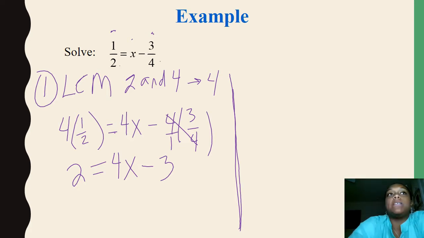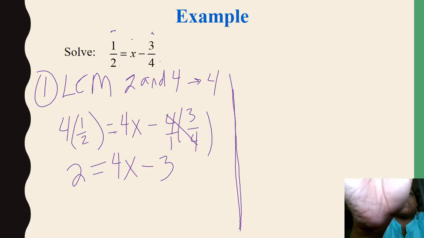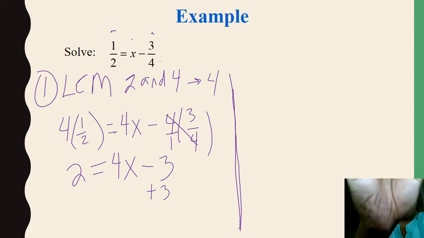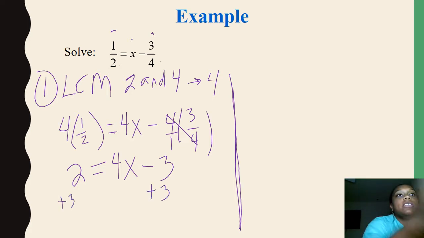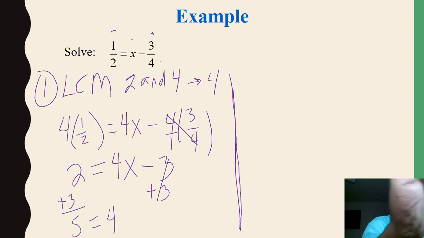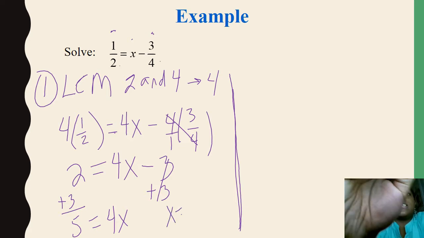And now it just becomes a regular equation. So if I am subtracting 3, I'm going to add 3. What I do to one side, I do to the other. And I have 5 equals 4x. Okay? And then my last step is to divide by my coefficient. My coefficient is 4. So therefore I get x equals 5 divided by 4.